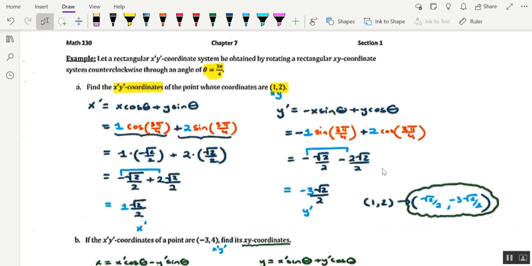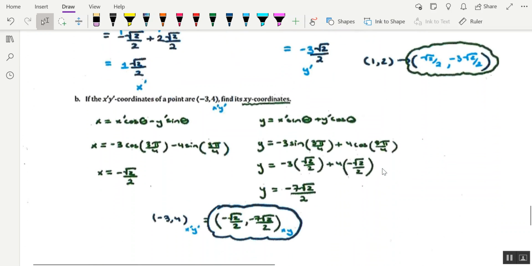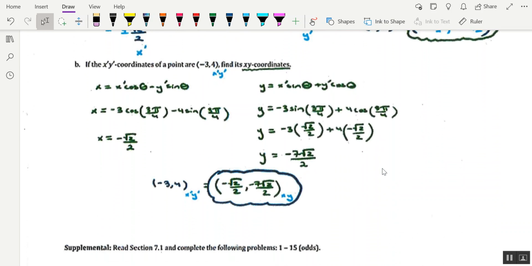And this is referring to a counterclockwise rotation through an angle of 3 pi over 4 radians. In part B, we're provided the x prime y prime coordinates and want to find the xy coordinates. And so we would use the second pair of formulas in order to do that. Specifically, x equals x prime cosine theta minus y prime sine theta. That will give us the x coordinate in the xy coordinate system, and the y coordinate is x prime sine theta plus y prime cosine theta.